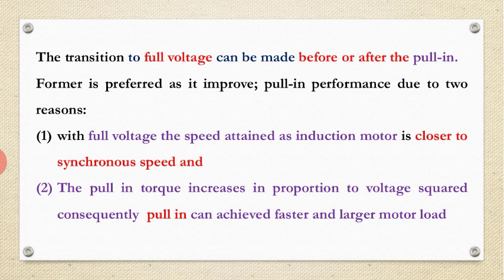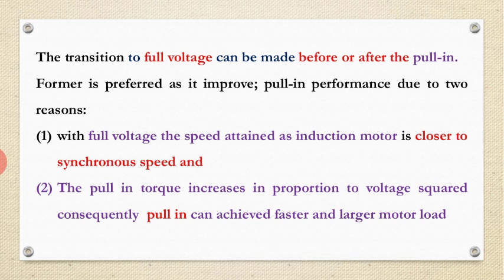The next point is that transition to full voltage can be made before or after the pull-in. The question arises whether the full voltage should be applied before or after the pull-in process. The former is preferred, because with full voltage the speed attained as an induction motor is closer to the synchronous speed. So we can easily achieve the synchronous speed with less oscillation and less hunting. The rotor will catch the stator poles and run at synchronous speed.